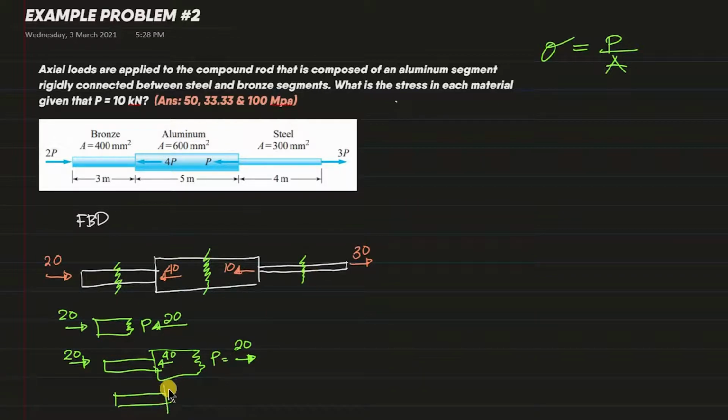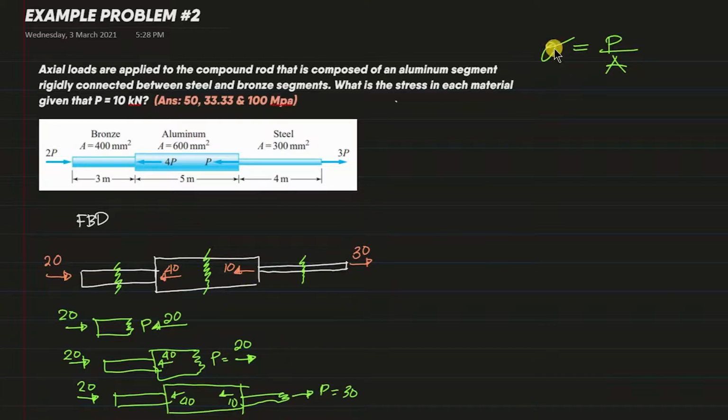Tapos, punta na tayo sa last section, sa steel. Okay, yan. Pasensyahan na lang po yung drawing ko. So, dito meron tayong 20. Tapos, dito meron tayong 40. Tapos, dito meron tayong 10. Tama, sorry, going to that direction pala. 10. So, 40 plus 10 is 50. Minus 20 is 30. So, pag ganun siya, P is equal to 30. So, ito yung value ngayon ng mga P natin.